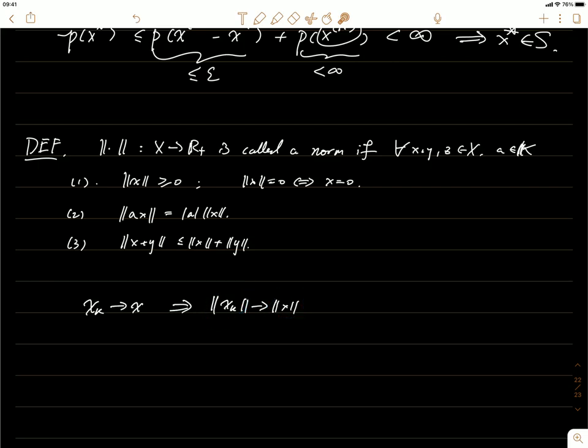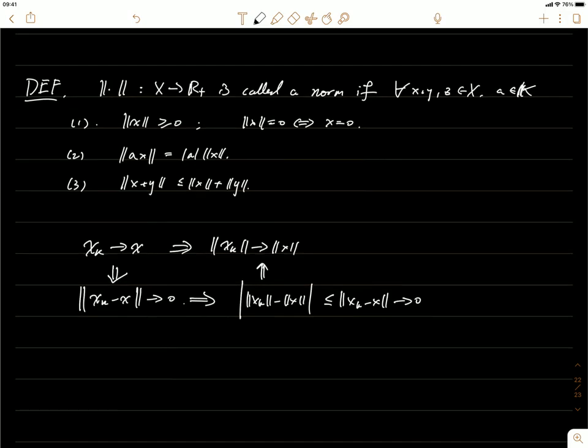And the reason is pretty straightforward. As you can see, this just means that the norm of xk minus x goes to 0. And this means that the difference between the norm of xk and the norm of x, by the triangle inequality, is always less than or equal to this. So if the right-hand side goes to 0, then the difference of the two numbers must go to 0. So that's equivalent to just this. Okay, so a norm must be a continuous mapping, or continuous function.